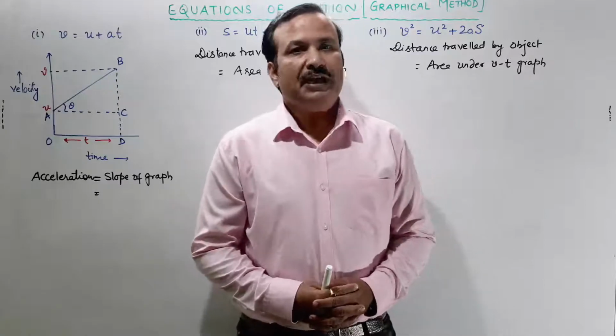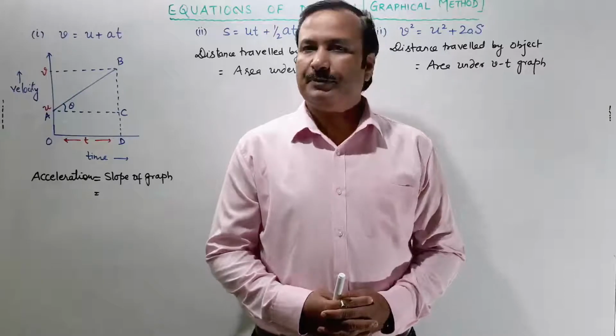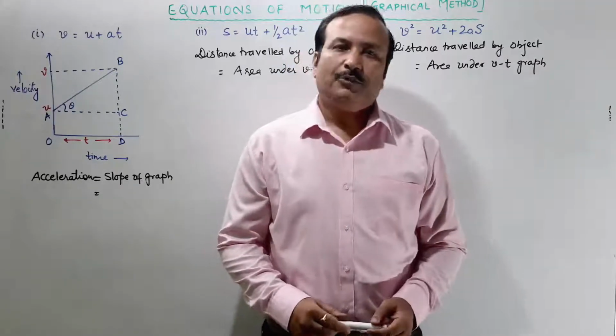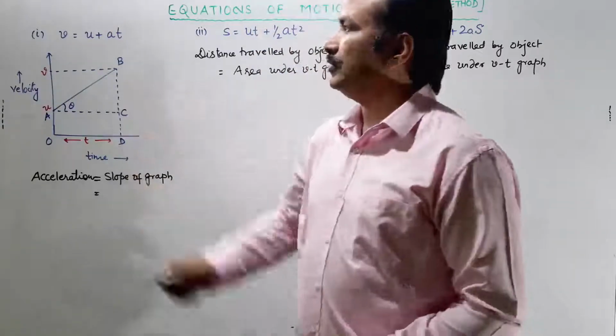The first equation which we have is V is equal to U plus AT. The second equation we have is S is equal to UT plus half AT square. And the third one is V square is equal to U square plus 2AS. So the first equation we have is V is equal to U plus AT.